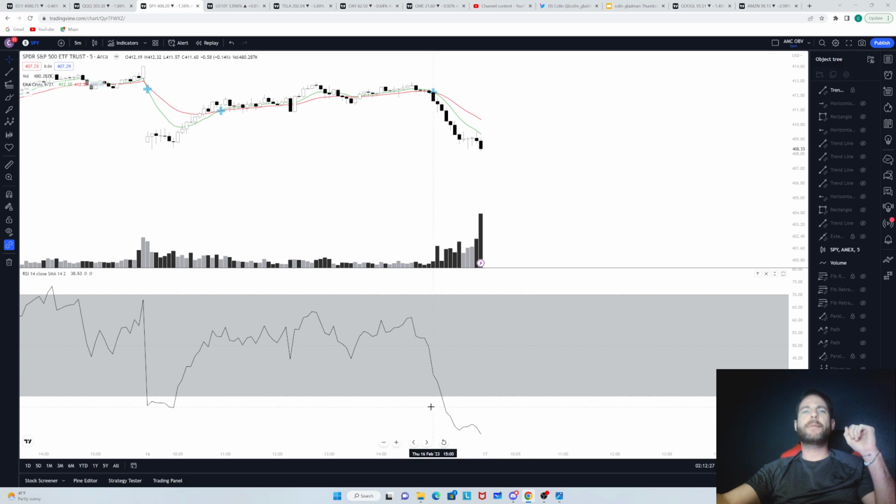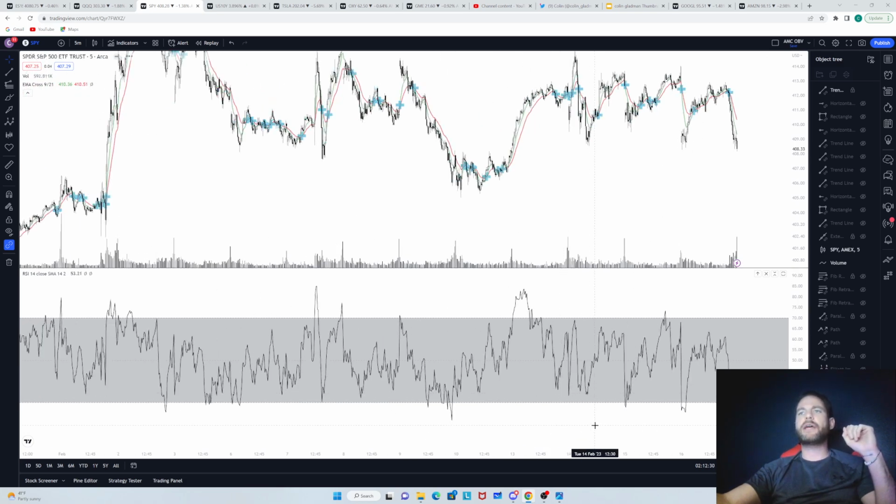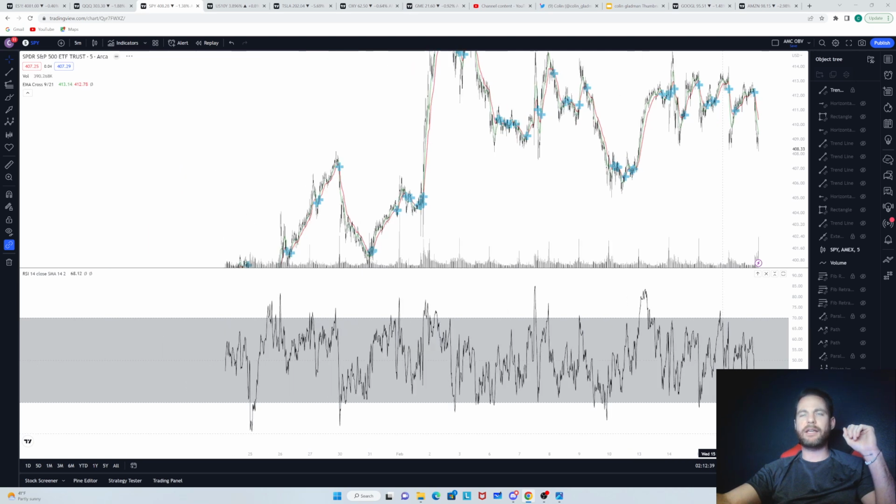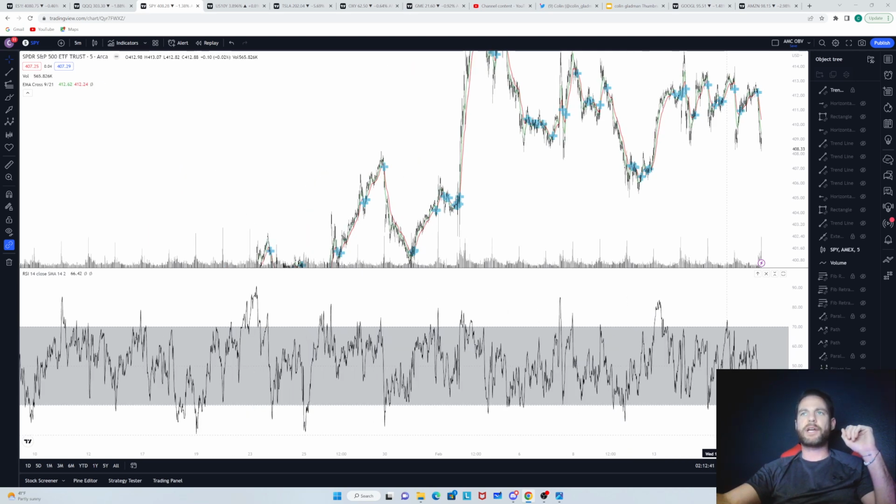But typically, you're going to be able to look at this historically. Typically, you don't get any more oversold than about 19. There's about 16 right there. So, I mean, this is insanely oversold when it comes to SPY.